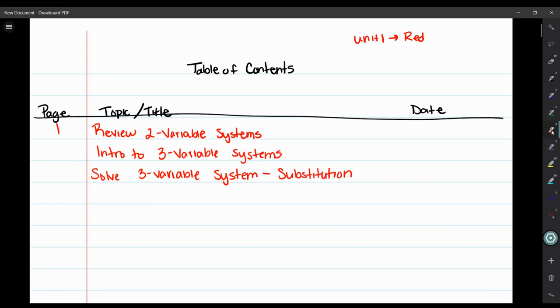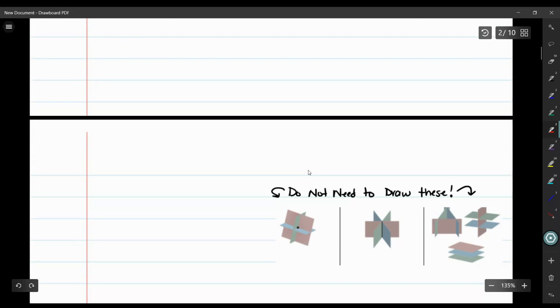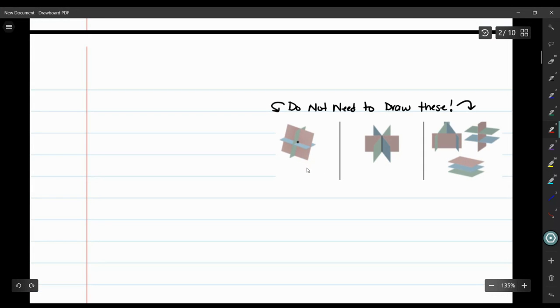Okay, so let's move on to our notes. So this is my next page. I think it's page 3 for me. So I'm going to put 3 on the right and color it with a little red spot so I can flip to it later. And I'm going to title it Intro to Three Variable Systems.